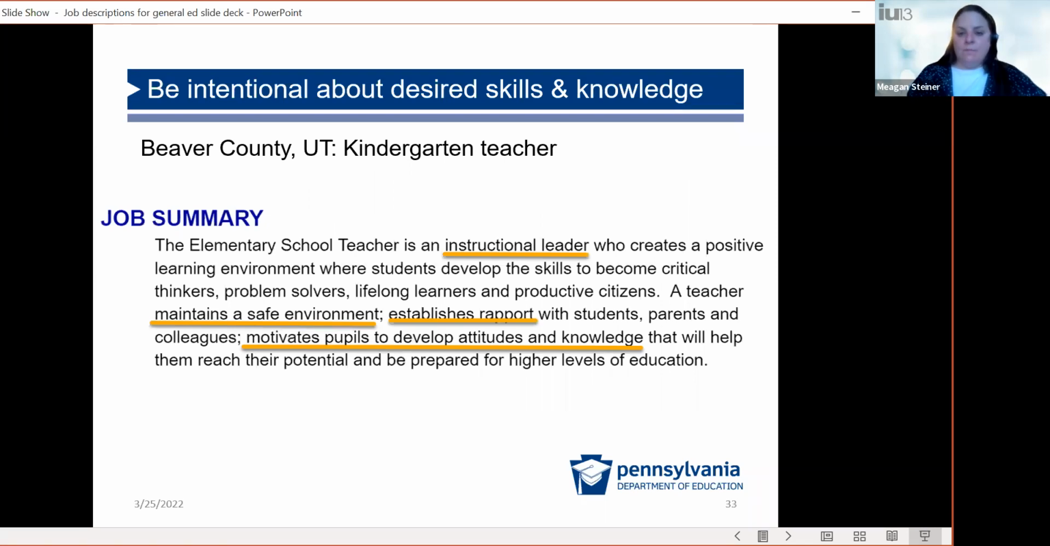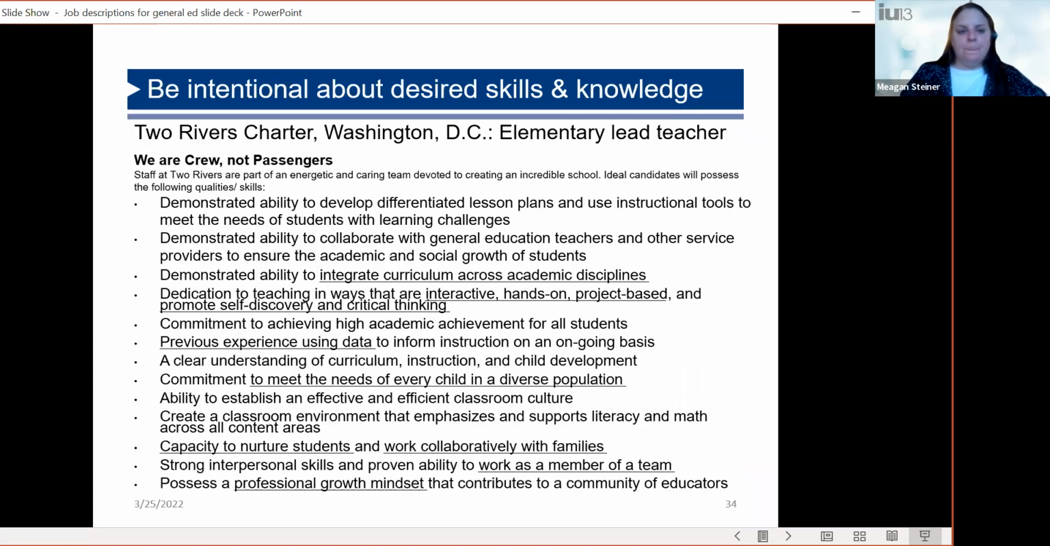So we have this example from Utah again, and I underlined some key phrases of what they're looking for in the teacher. Someone who maintains a safe environment, establishes rapport, motivates pupils to develop attitudes and knowledge that will help them reach their potential. Those are some examples of skills and abilities they're looking for.